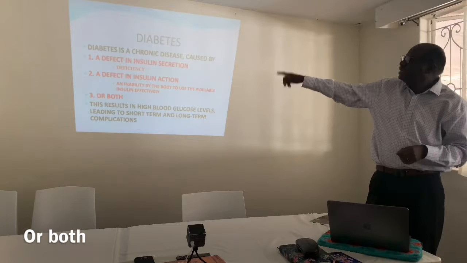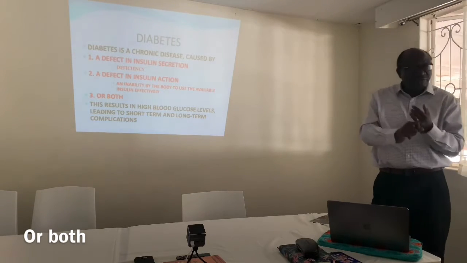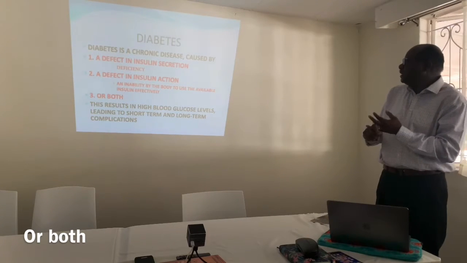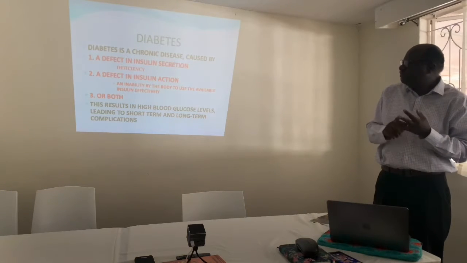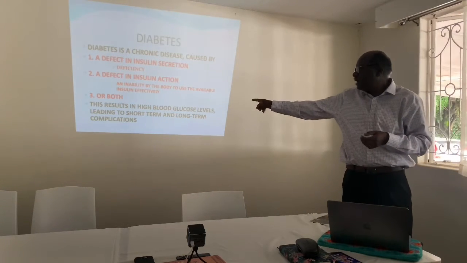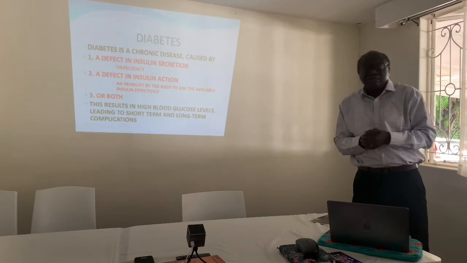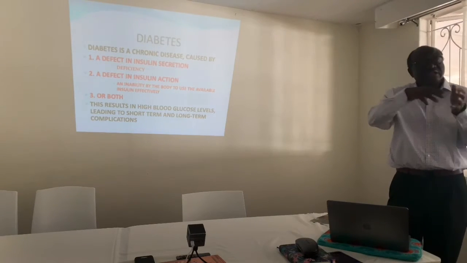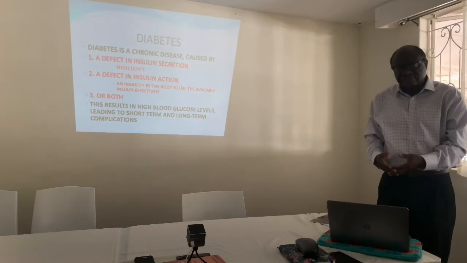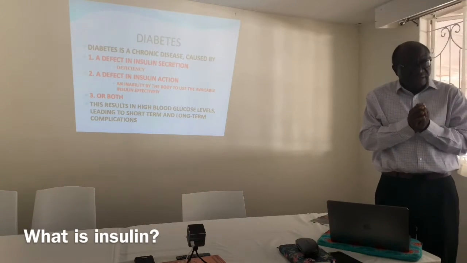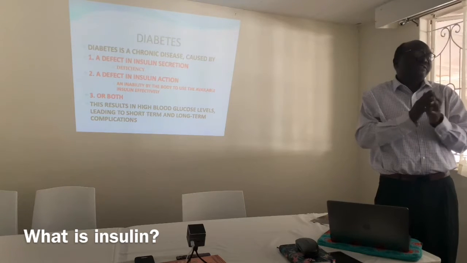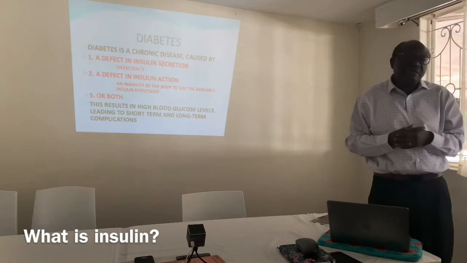Now, either the defect in the amount of insulin or the defect in the body's use of the available insulin will lead to a high blood glucose level, leading to short-term complications as well as long-term complications. Insulin is a chemical which is produced by the pancreas in the body, and it has a lot of actions. I'll go into detail a little bit later on.